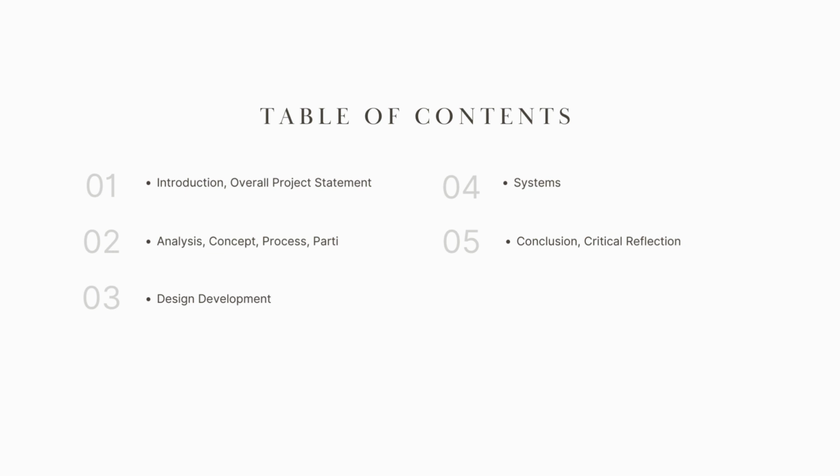To start off, I'll take you through an introduction and give you an overall project statement for my project as a whole. Then we'll move into some of the parts containing the analysis, the concept, and the process in Part E. Next, we'll move into the design development, which will then follow into systems. And finally, I will conclude with some critical reflection.